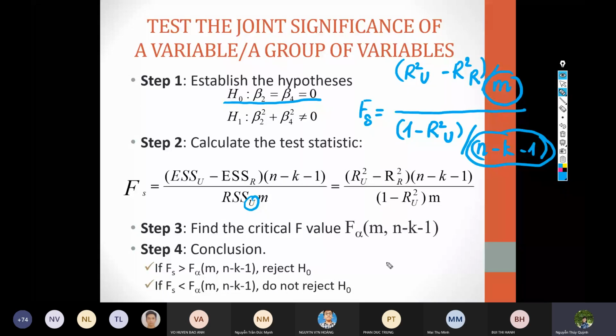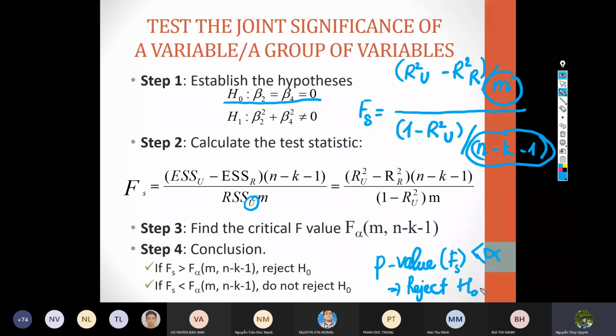Also, you can use the p-value approach. If the p-value of F is smaller than alpha, then we can reject the null hypothesis H0.